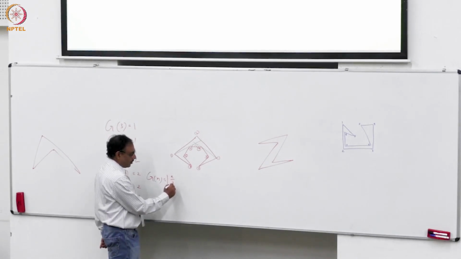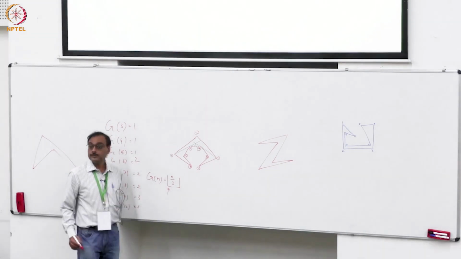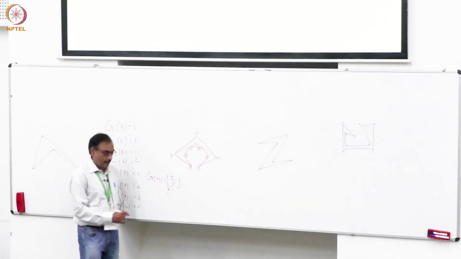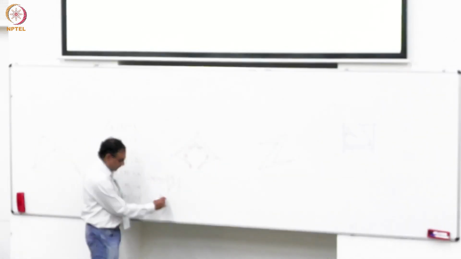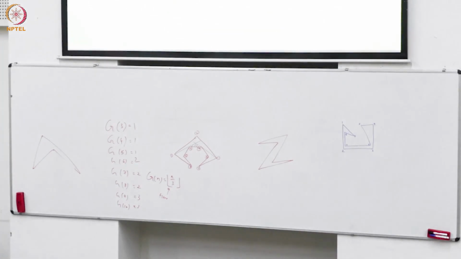Basically you write this as, what is this symbol? Yeah, but what is the name for this? It is called floor. So floor of n by 3 is the conjecture. Based on all our Rangoli patterns, we are trying to conjecture that it is floor of n by 3.